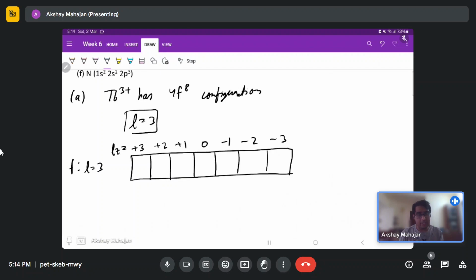So we have 8 electrons. Since there are 7 orbitals, first we will fill all of them with spin up, because we want to maximize the value of S. That is most important. So first we will follow rule 1 and maximize the value of S. We will put one spin up electron in each of them.